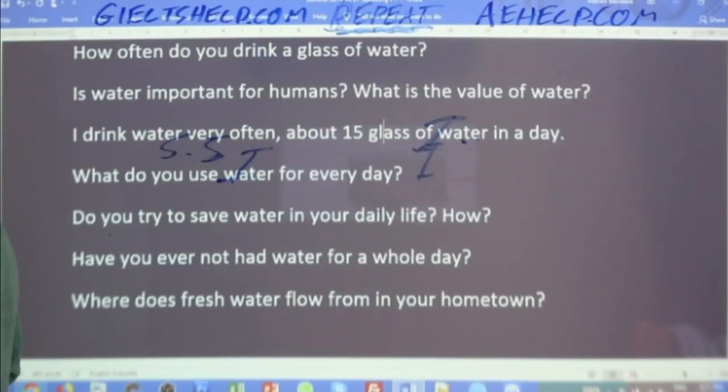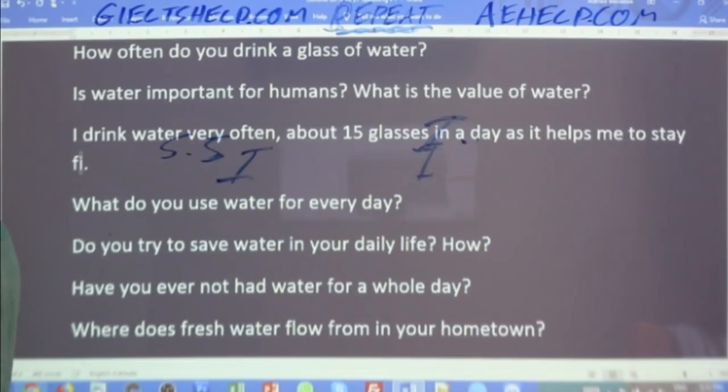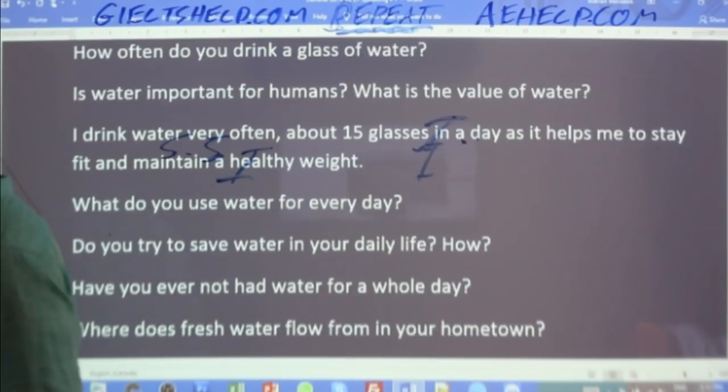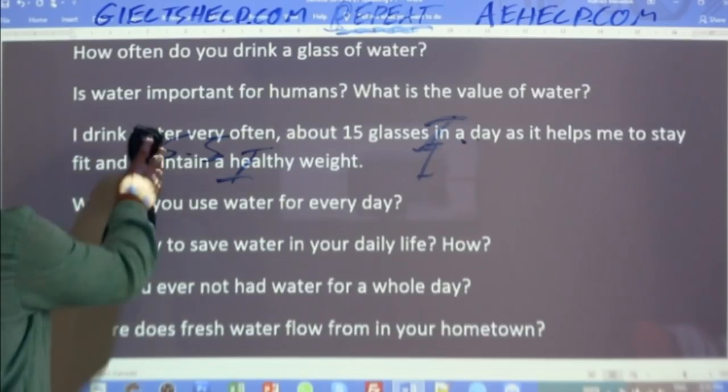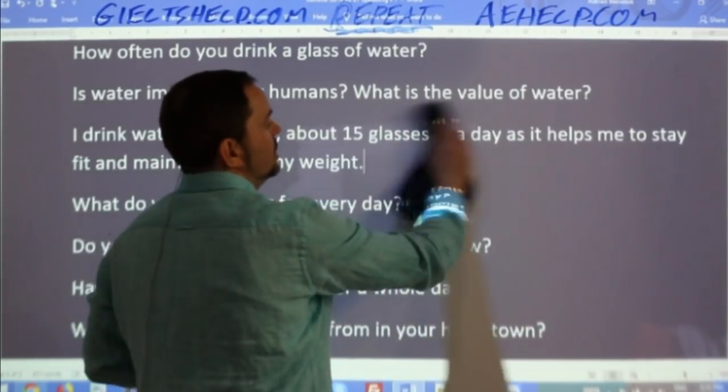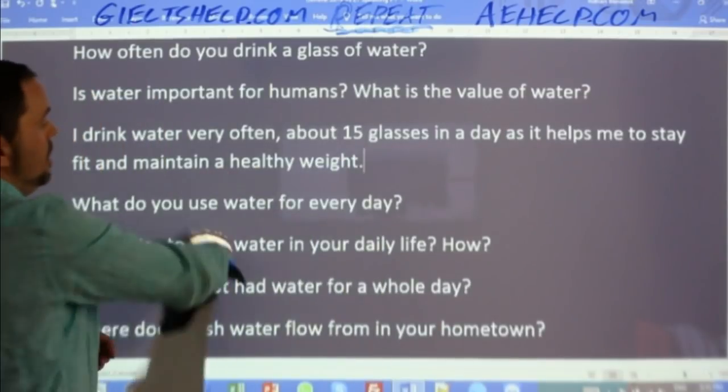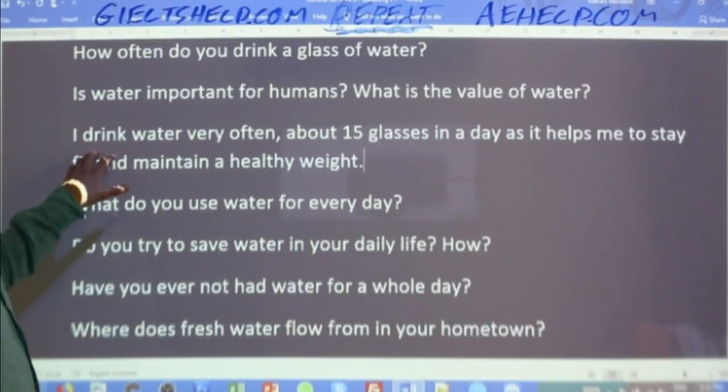About 15 glasses in a day, as it helps me to stay fit and maintain a healthy weight. Okay, that's a band 9 answer. So if you drink 15 glasses of water every day, that's a lot of water, and that's great. It's good for you. So I drink water very often.